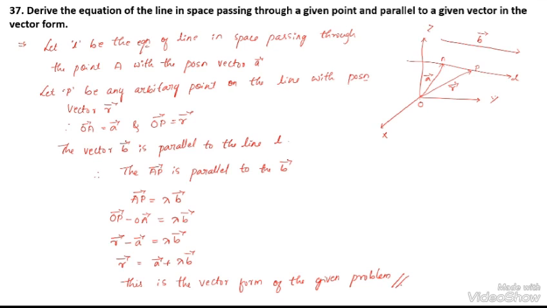This is the proof. Now, let's move on to question number 13. A man is known to speak truth 3 out of 5 times. Out of 5 times, he speaks truth 3 times and false 2 times.